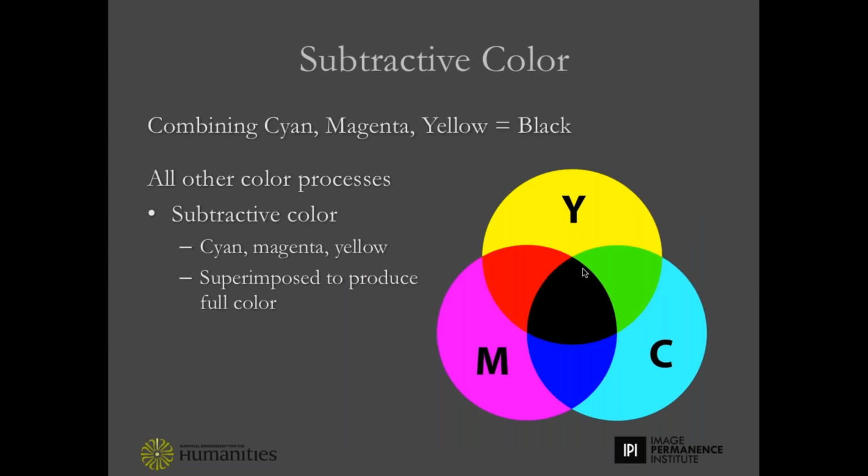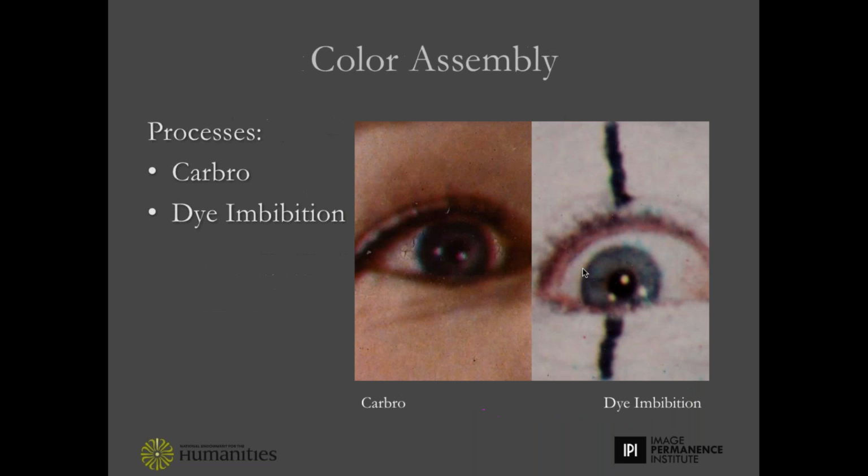All other color photographic processes are subtractive color systems. The three primary subtractive colors, cyan, magenta, and yellow, are used. These systems are based on light absorption or the subtraction of light. Each color selectively absorbs one primary additive color while allowing the other colors to be seen. Black is achieved when three subtractive colors are superimposed. Subtractive color photography is separated further into two systems. The first is color assembly, which includes the carbro and dye imbibition processes.